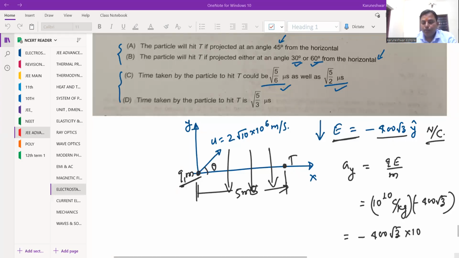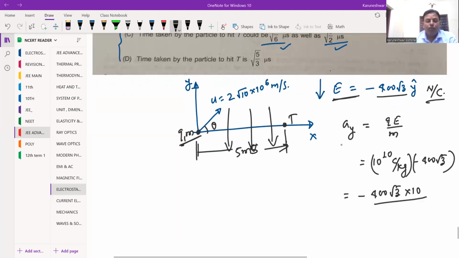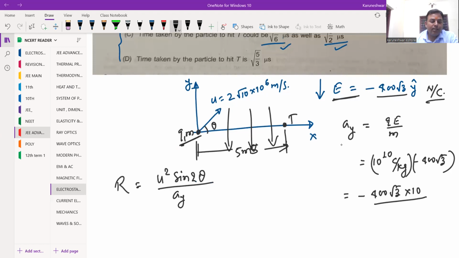Let's see how we can do this. After getting information regarding the acceleration, we can find out the range. What is the range here? We know that it is u square sine of 2 theta divided by ay, the acceleration along the y direction, which in case of projectile we have already seen. So u is given to us as 2 root 10 into 10 to the power 6. So u square will be 4, then root 10 square is 10, and 10 to the power 6 square is 10 to the power 12.